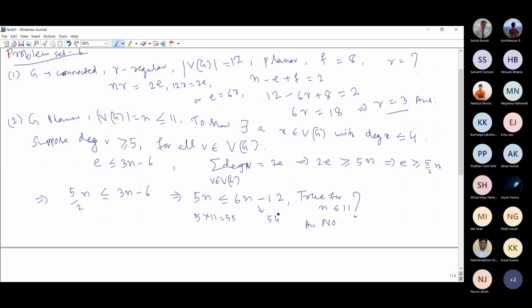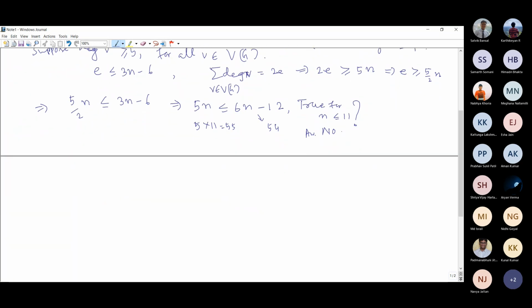Right? So therefore we get that this is a contradiction. Okay. So this is a contradiction, and hence our assumption that degree of every vertex is greater than or equal to 5 is wrong. Therefore we get this contradiction when n is less than or equal to 11. Therefore, we always get a vertex x in the graph so that degree of x is less than or equal to 4, whenever n is less than or equal to 11, right? So therefore, we get this result. Okay, fine.